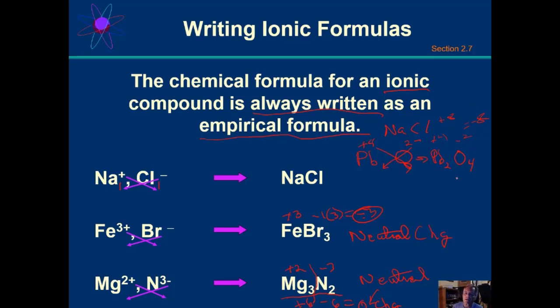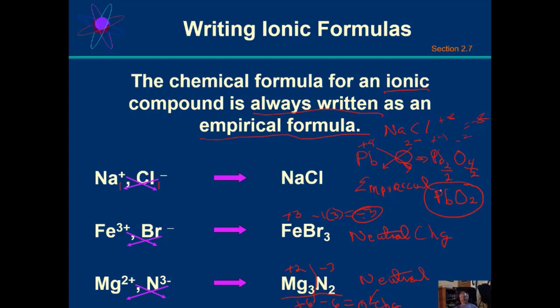What's wrong with that? Well, this is not written as an empirical formula. And I want to remind you one more time: ionic compounds are written as the simplest ratio of the elements that are in the compound, all right? So they have to be the simplest ratio. So I'm going to divide both of these by 2. This is going to give me a 1, and that's going to give me a 2. This is lead(IV) oxide. Okay, this is lead(IV) oxide.